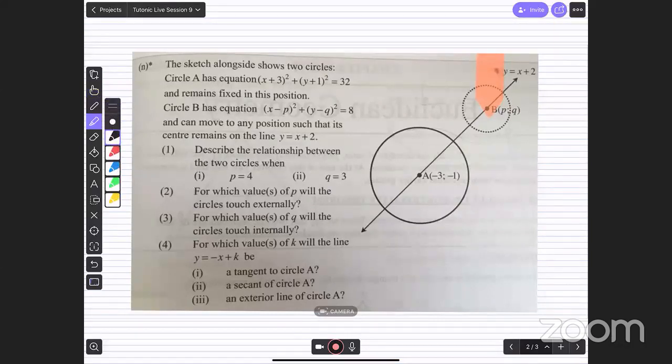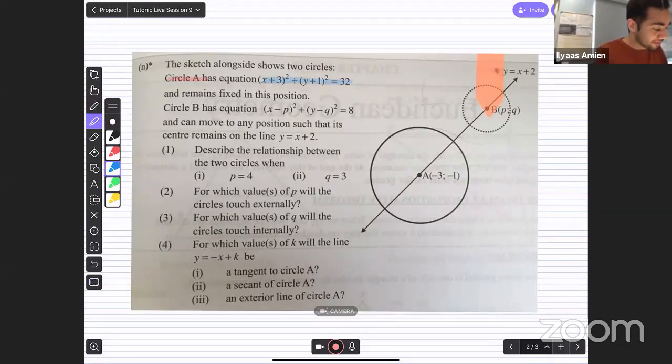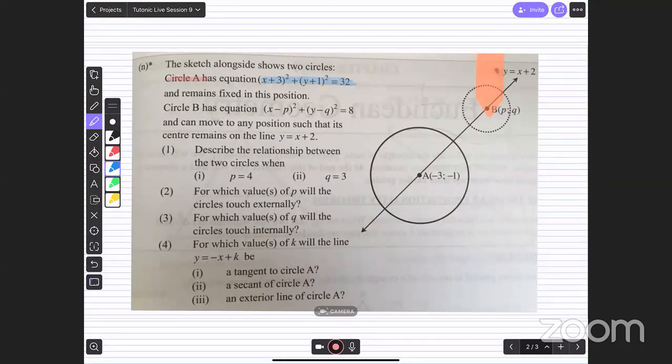Okay. So the sketch alongside shows two circles. Circle A has equation (x + 3)² + (y + 1)² = 32 and it remains fixed in this position. So basically, what can you tell me about this circle in blue? What we know is that for circle A, the center is (-3, -1), and the radius is equal to the square root of 32.